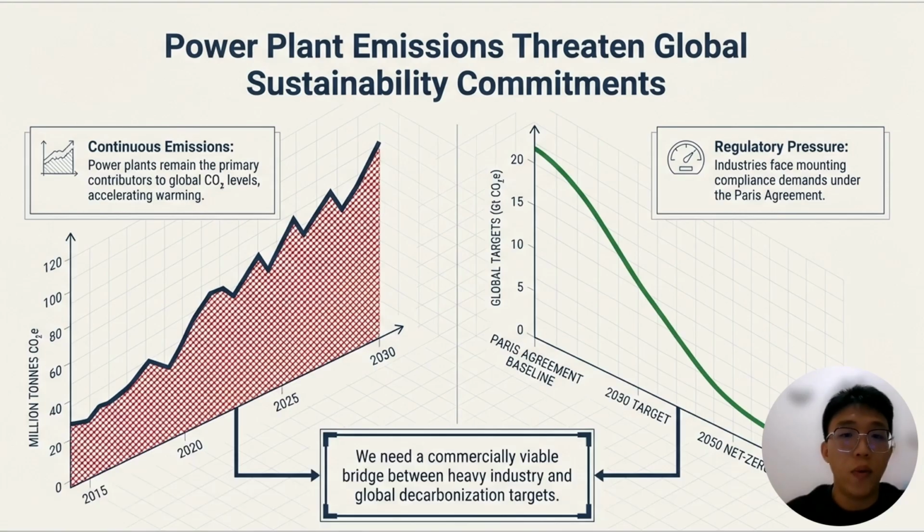Hi everyone, I will explain the existing challenges and their solutions. First of all, power plants continuously emit large amounts of carbon dioxide, making them one of the largest contributors to global warming. At the same time, industries are under increasing pressure to meet sustainability targets under the Paris Agreement. Therefore, we need a commercially viable bridge between heavy industry and global decarbonization targets. But how can we reduce the emissions without disrupting the energy supply?